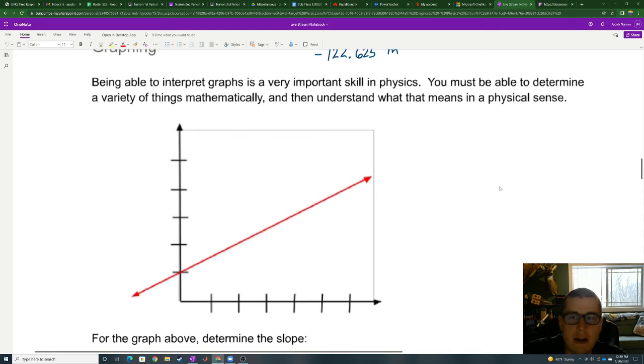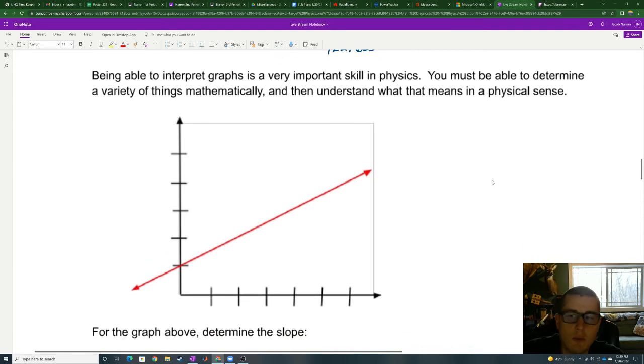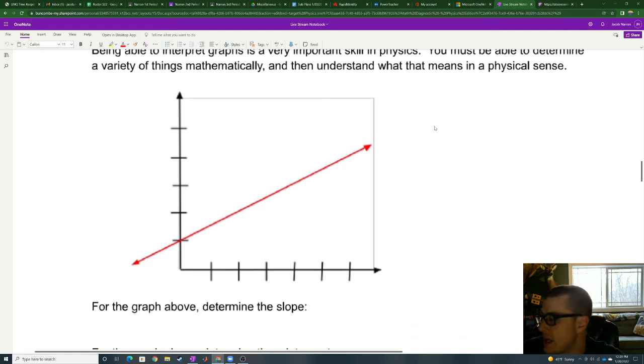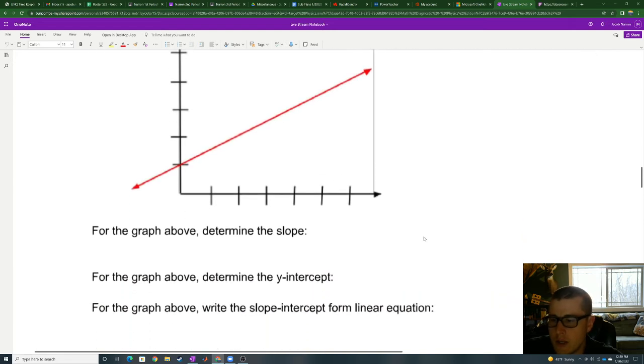Being able to interpret graphs is a very important skill in physics. You must be able to determine a variety of things mathematically and then understand what it means in a physical sense. So what that means is instead of just x and y, in physics, you need to know, what does that graph actually mean? What's going on in the real world, all right? So it says for the graph above, determine the slope. Well, it sure would be nice if we had some numbers on here. So I can do that really quick.